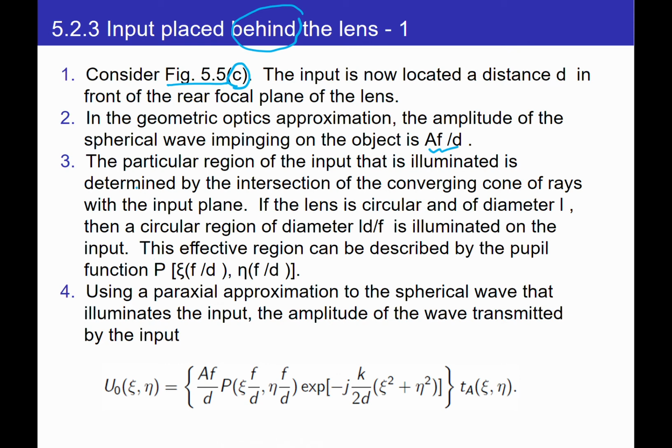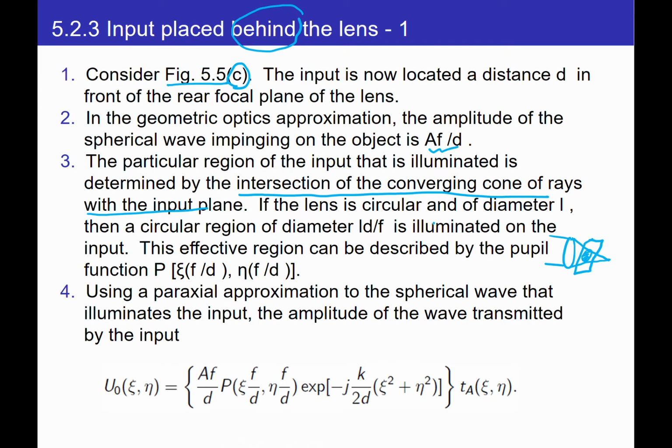And then the particular region of the input that is illuminated is determined by the intersection. Remember, the intersection of the converging cone of the rays with the input plane, right? So we have this is the cone, the converging cone, and this is the input plane. So we have only this portion. This is the intersection of the converging cone of the rays with the input plane.